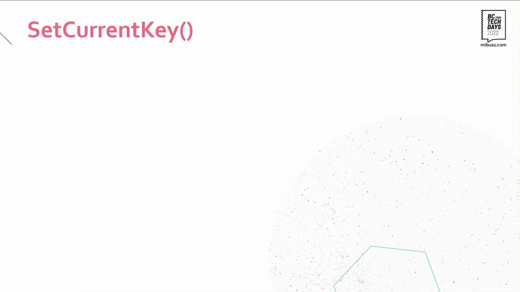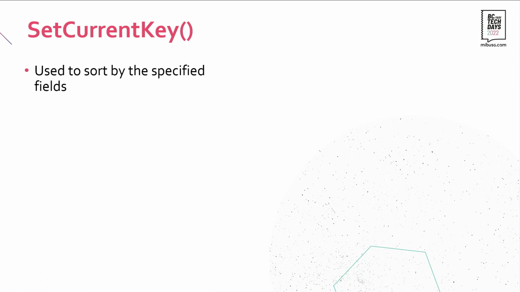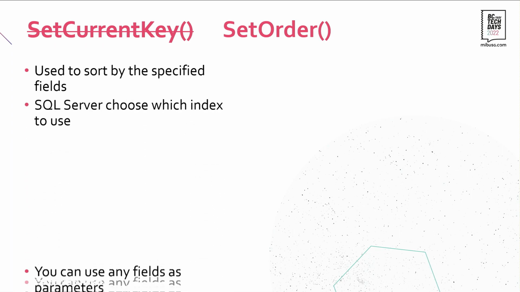But before we look at indexes in Business Central, we should clear things up about SetCurrentKey. It is used to sort by specified fields. It will not select which index to use. It can help with choosing the index because of the sorting, but in the end SQL Server may choose a different key based on statistical distribution of values in a field.